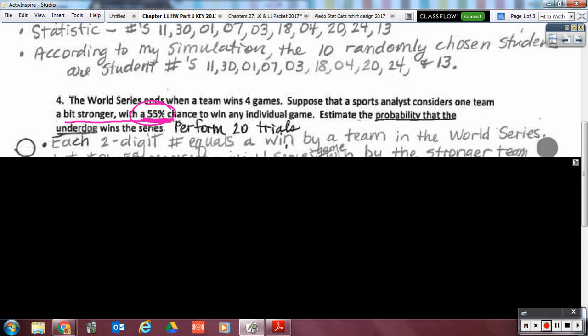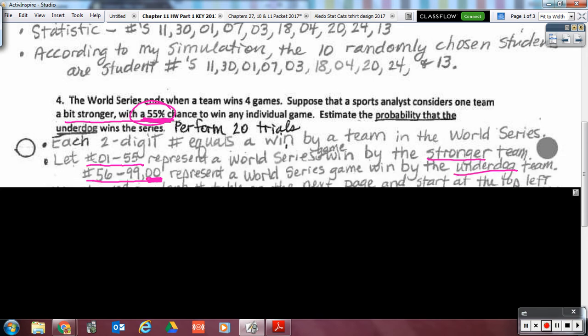So they're going to play the World Series, and those are the rates at which we expect them to win their individual games. To represent 55% for the strong team, I'm going to let the numbers 01 to 55 represent a game won by the strong team. And then the values 56 to 99 and the 100th value, which is 00, represent a game win by the underdog team. So that's one way you can do that.